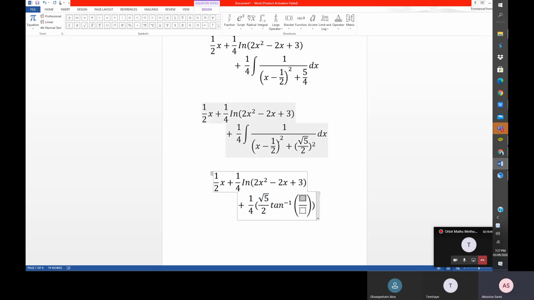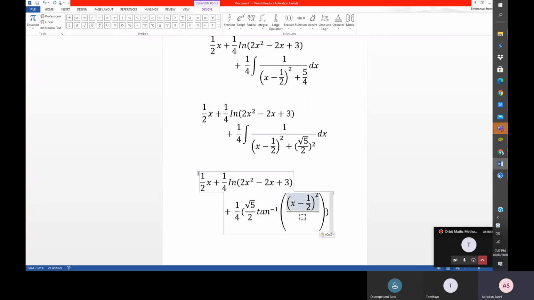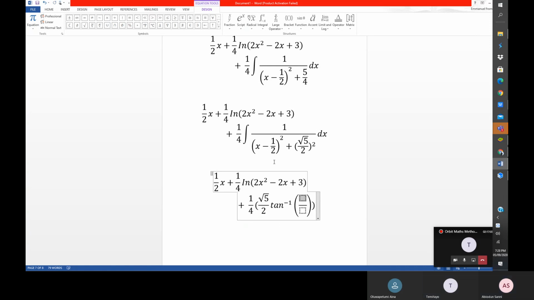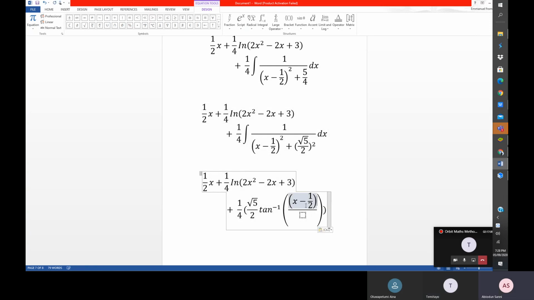Arctan x minus half squared. So let's copy x minus half squared. Arctan x minus half, sorry, without the square. Not the square, yes. X minus half all over root 5 over 2, right?